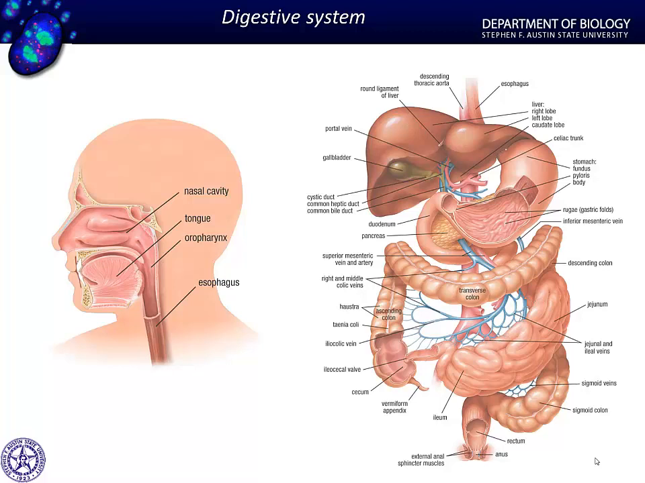So here we see our plan for our alimentary canal, our oral cavity on the left. We can see our alimentary canal, the various accessory organs, pancreas, liver, gallbladder on the right.